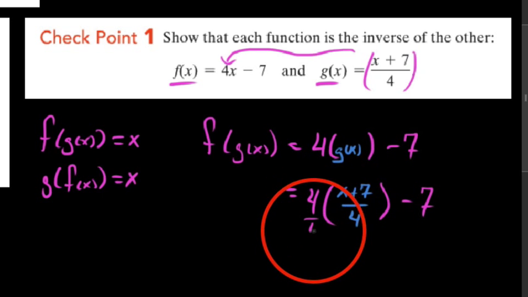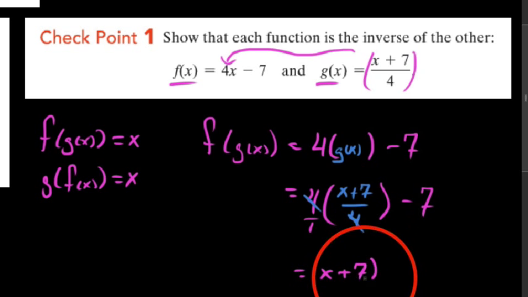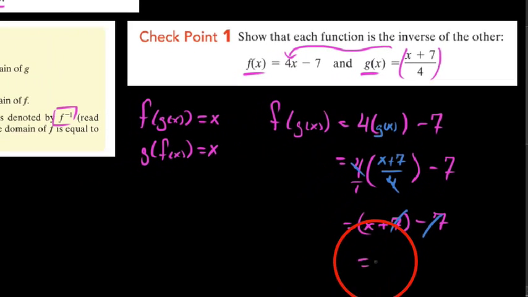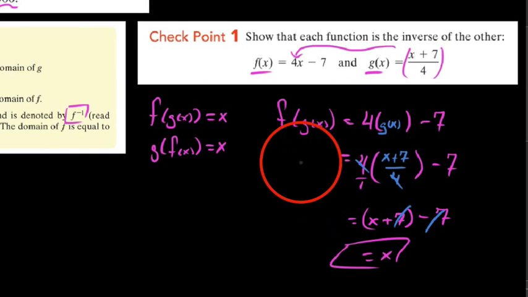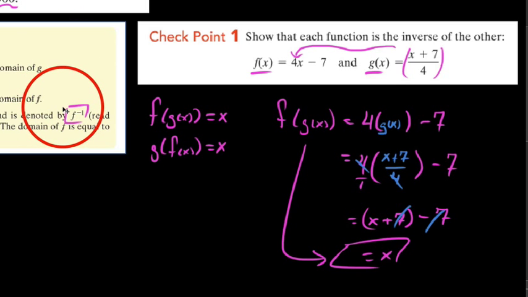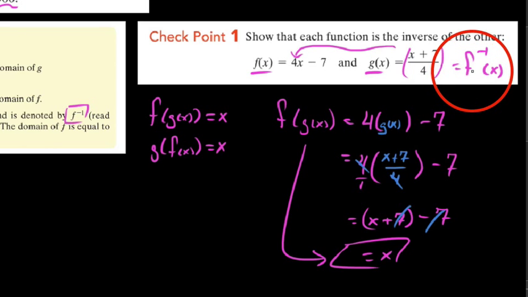The nice thing about this is these 4's here just cancel out, and we get left with x plus 7 in the parentheses, and then this negative 7 on the outside. But those 7's cancel out, and look what we found out. We found out that the composition f of g of x comes out to be x. So this, by definition of inverse functions, must be a set of inverse functions here. So we could also call g of x the same thing as f inverse of x. It's the f killer. Okay, it undoes the f function.